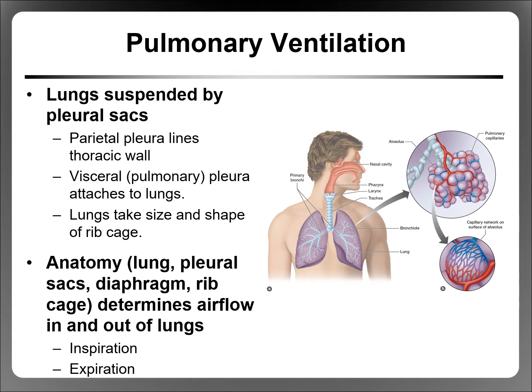Looking at the anatomy, you have the lung, the pleural sacs, diaphragm, and rib cage, and this kind of area that's been defined by the diaphragm up, and then the shape of the rib cage is going to determine airflow in and out of the lungs. And then this will help influence inspiration when we breathe in and expiration when we breathe out.